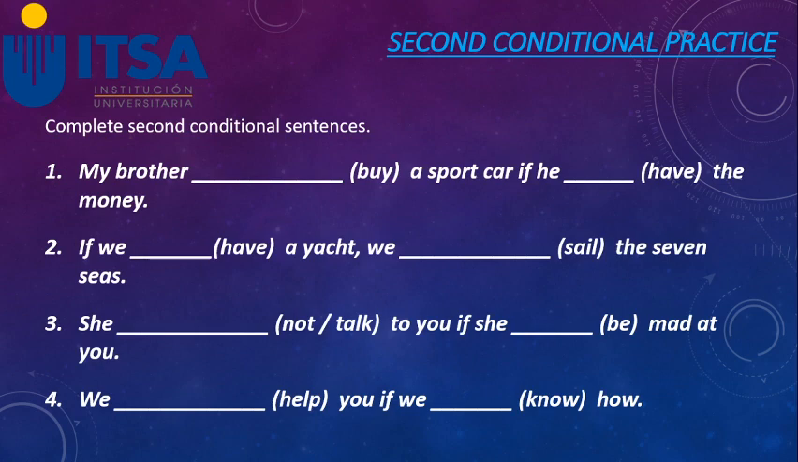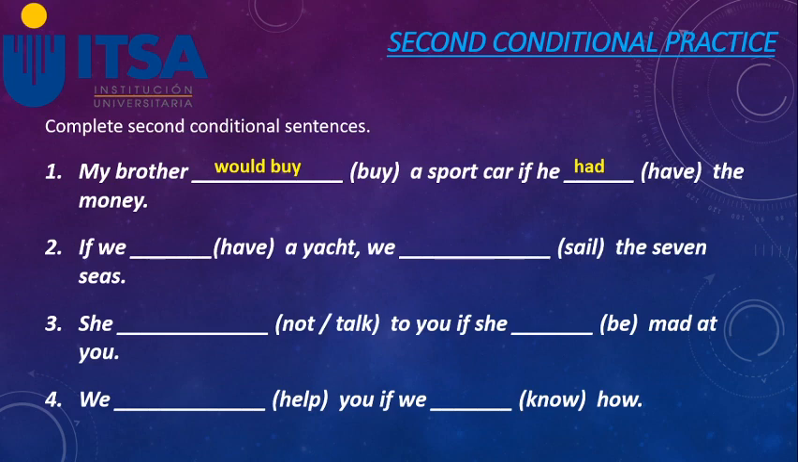En la número 1, como nos damos cuenta, no es la parte de if, no es la frase que comienza con if, por lo tanto no puede ir en pasado. Esa tiene que ser el resultado, por lo tanto debo usar would. So, my brother would buy a sport card if clause always in simple past. If he had the money. Remember, if clause, simple past, result, would plus the verb.